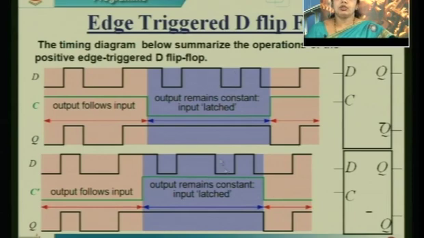So these two represent the timing diagram of the edge triggered D flip flop with respect to positive clock and negative clock. Positive clock in the sense positive edge triggering, negative clock in the sense negative edge triggering. The flip flop can be either of these cases. Based on the edge triggering, your output gets reflected.